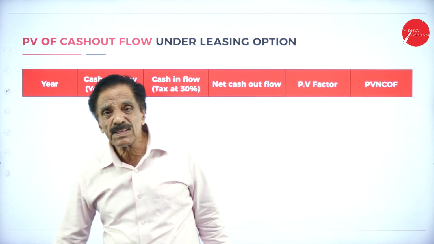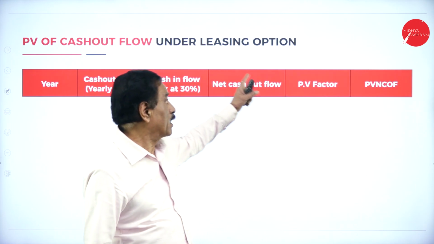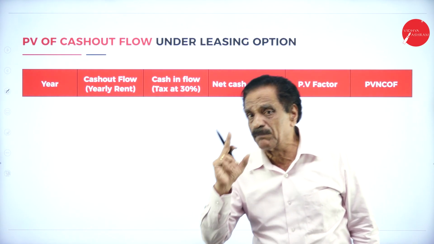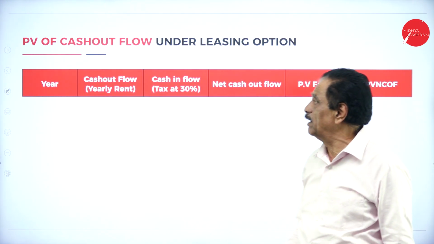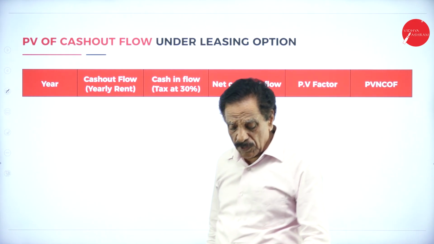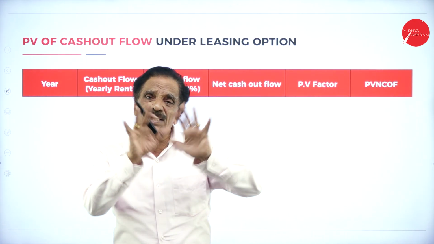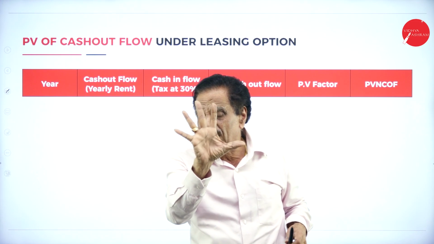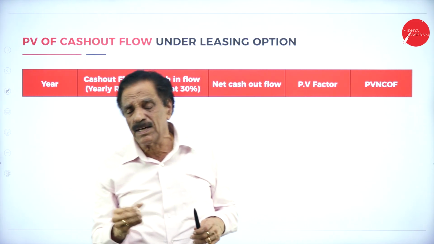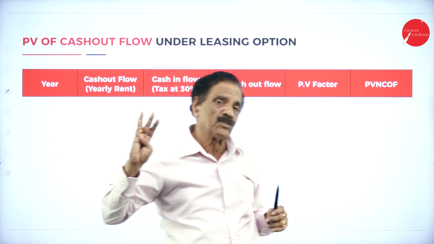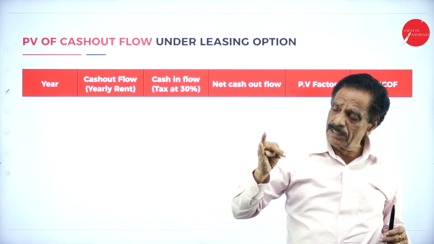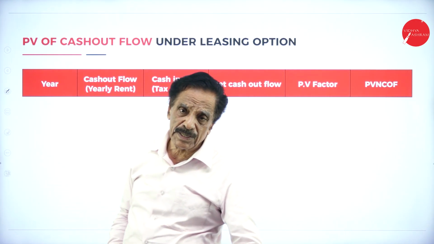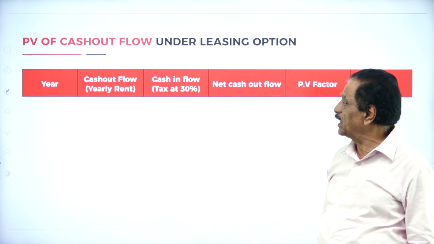Then whatever amount you have got, one under the leasing option, one under the purchase option, whichever is less, that is acceptable. Whichever is less, that is acceptable. Hope you understand. We already solved so many problems on YouTube. I'm just giving a bird's-eye view of how to calculate lease. There are 5 points. First you have to calculate depreciation, then cash outflow, then net cash inflows, then net cash outflow, then go with the rental value and leasing option. Whichever is less, that should be selected.